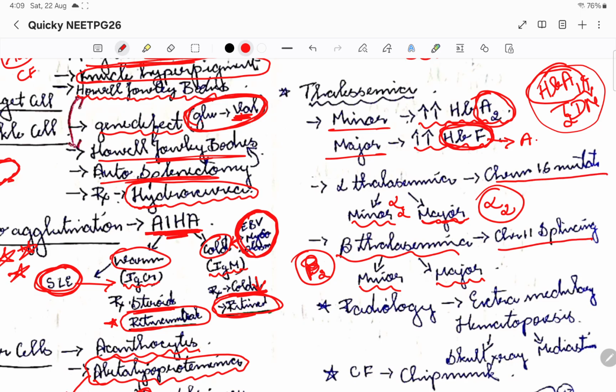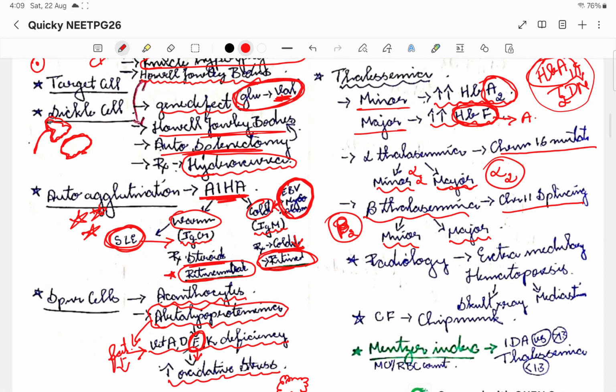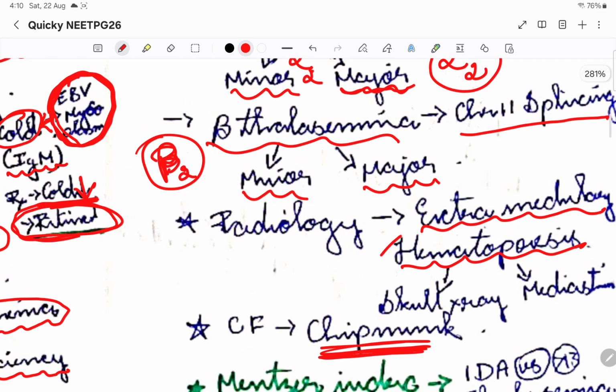That's it. How we are going to diagnose is by seeing the facial features itself; we can diagnose the patient. So he's going to have chipmunk facies. Why is this? Because there is increased extramedullary hematopoiesis. Hematopoiesis is increased cell formation, right?